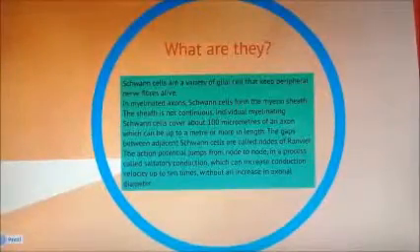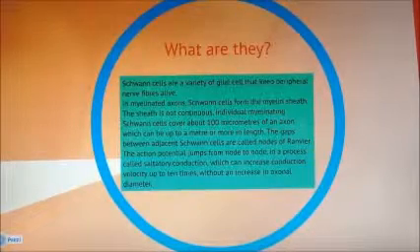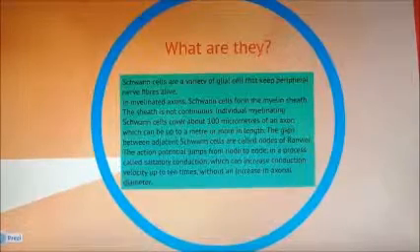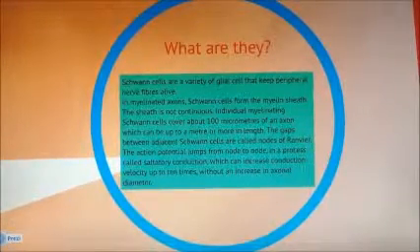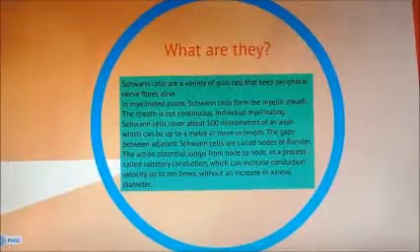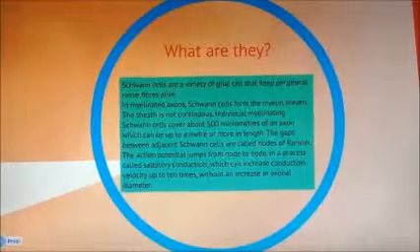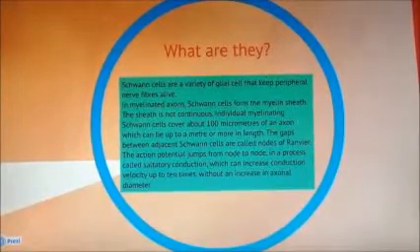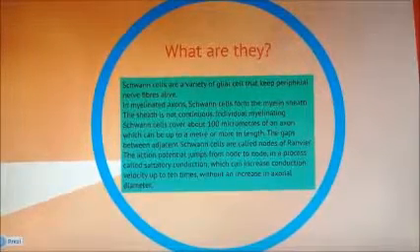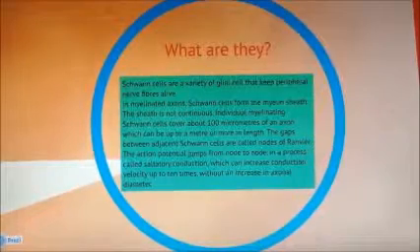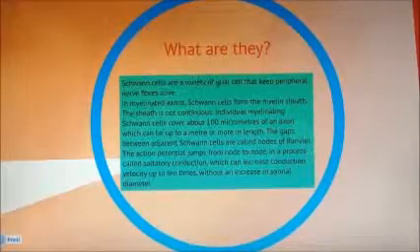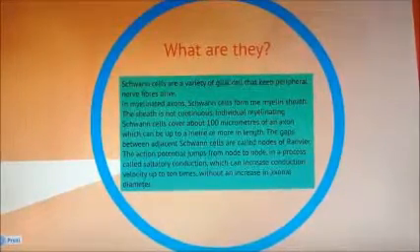What are they? Schwann cells are a variety of glial cells that keep peripheral nerve fibers alive. In myelinating axons, Schwann cells form the myelin sheath. The sheath is not continuous. Individual myelinating Schwann cells cover about 100 micrometers of an axon, which can be up to a meter or more in length. The gaps between adjacent Schwann cells are called nodes of Ranvier. The action potential jumps from node to node in a process called saltatory conduction, which can increase conduction velocity up to 10 times without an increase in axonal diameter.